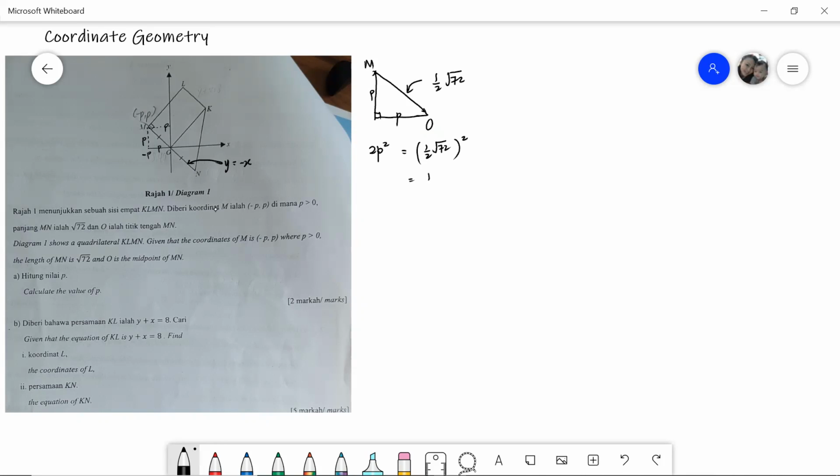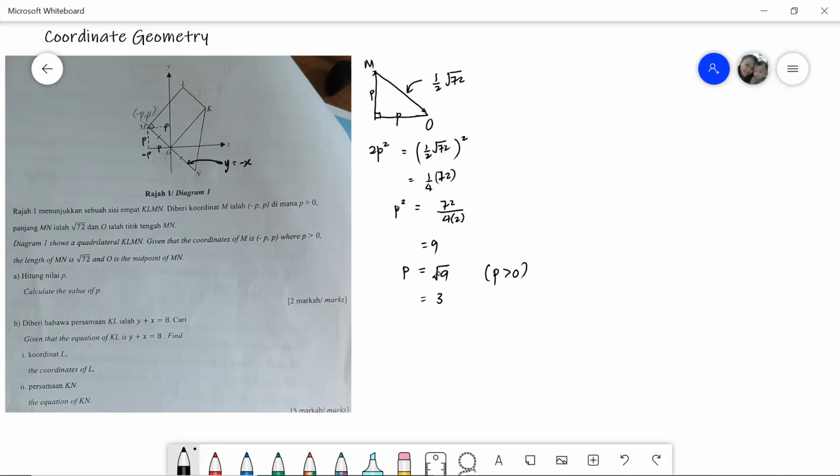So 2p squared equals 1 over 4 times 72. And therefore p squared equals 72 over 4 over 2, which is 9. So p equals, by right, when we bring the square across to the other side of the equation, we have to put plus minus in front. But this one we just put positive square root of 9 because it says p greater than 0. So p is just positive, no negative. So we got p equals 3.